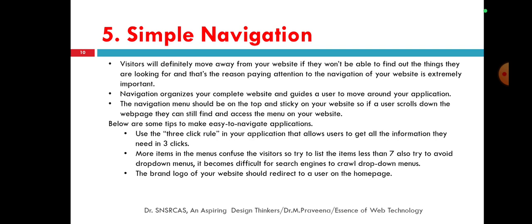Below are some tips to make an easy to navigate application. Use the 3-click rule in your application that allows users to get all the information they need in 3 clicks. More items in the menus confuse the visitors, so try to list fewer than 7 items. Also, try to avoid drop down menus. It becomes difficult for search engines to crawl drop down menus. The brand logo of your website should redirect the user to the home page.